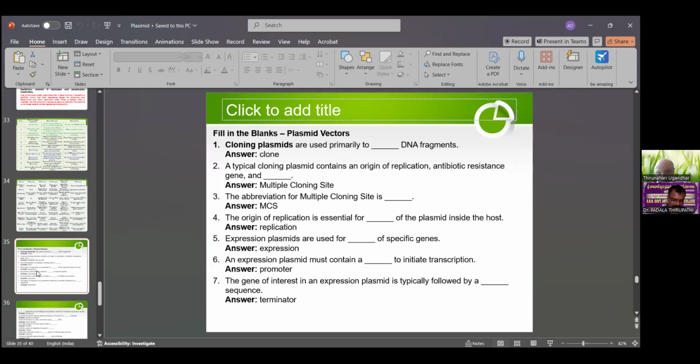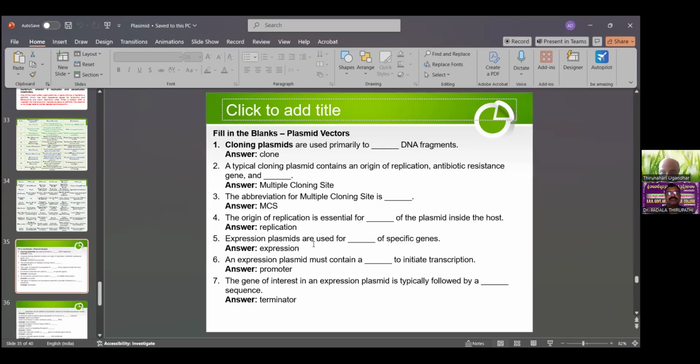Filling the blanks: cloning plasmids are used for cloning DNA fragments. A typical cloning plasmid contains an origin of replication, an antibiotic resistance gene, and multiple cloning sites. The abbreviation for multiple cloning sites is MCS. The origin of replication is essential for plasmid replication.